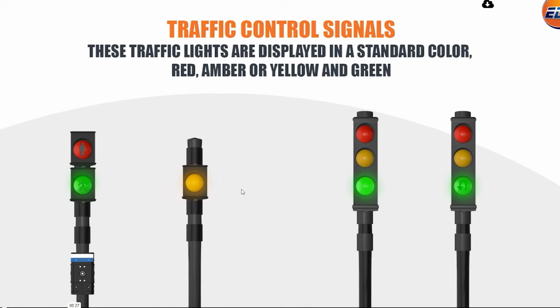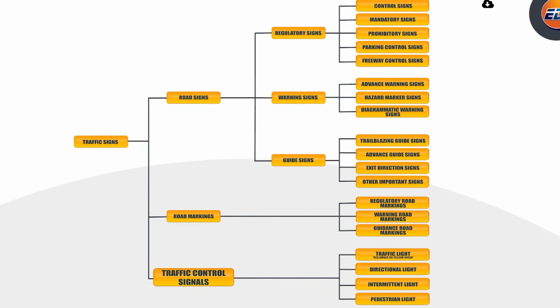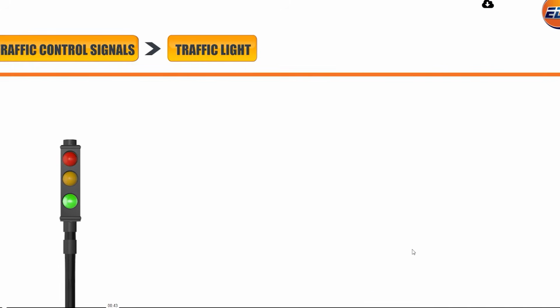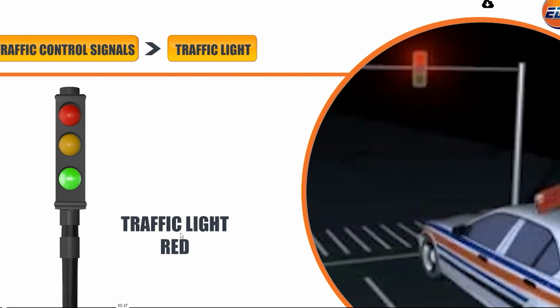These traffic lights are displayed in a standard color: red, amber or yellow, and green. Generally, these lights are used as traffic lights: red, amber or yellow, and green, directional light, intermittent light, pedestrian light. Traffic light, red. A red light signal means you must stop and do not enter the intersection. Motorists must stop before the stop line.